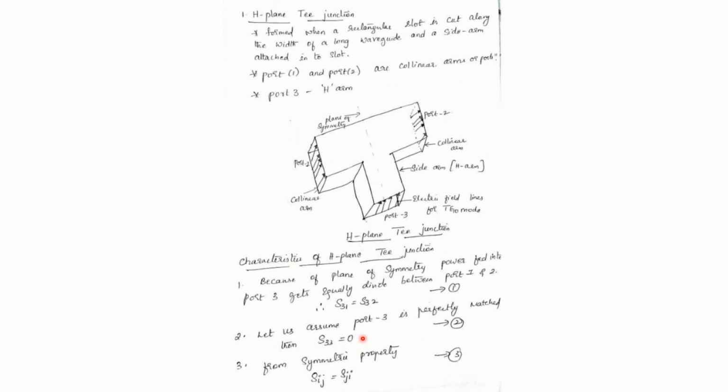Now, let us assume port 3 is perfectly matched. Then S33 is equal to 0. This is also one of the characteristics of H-plane T-junction, so we can call it equation 2. From the symmetric property, Sij is equal to Sji. We can call this equation 3.